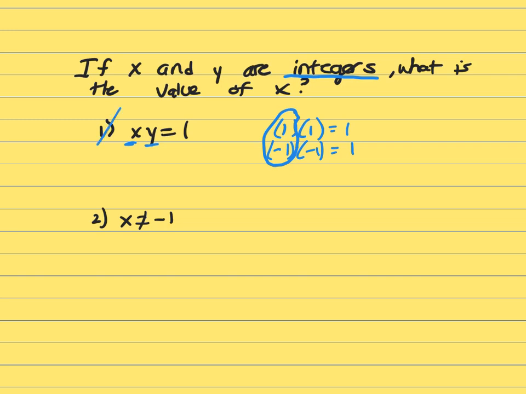Clue 2, forget about clue 1. Clue 2, x cannot be -1. Well, it could be anything else. That doesn't help me. It could be 2, 3, 4, 5, 6, -2, -3. You know what I'm saying? That doesn't help. So let's put both of them together now.